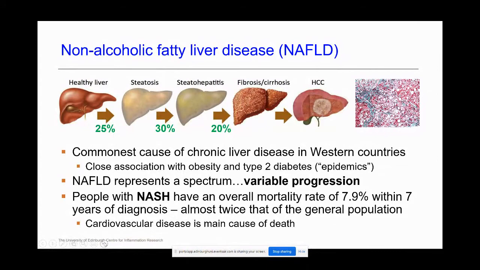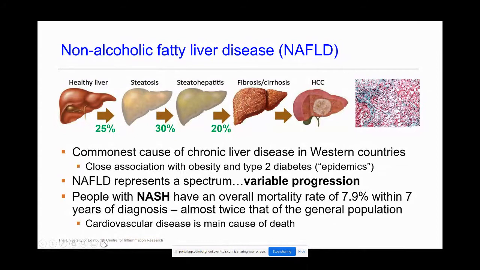And importantly, disease progression, indicated by these green numbers here, is highly variable and as yet completely unpredictable. So that out of every 100 patients with NAFLD, only about 5% will develop cirrhosis. But the transition to NASH is important, as this is associated with an increased mortality rate, although it should be noted that cardiovascular disease is the leading cause of death in these patients.